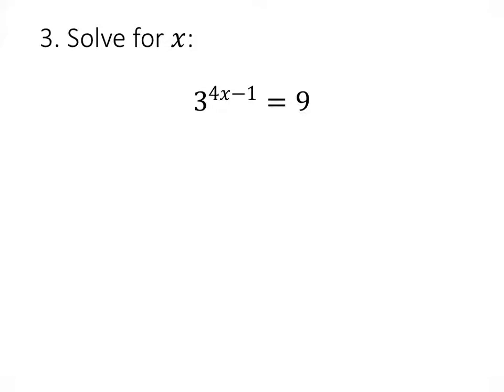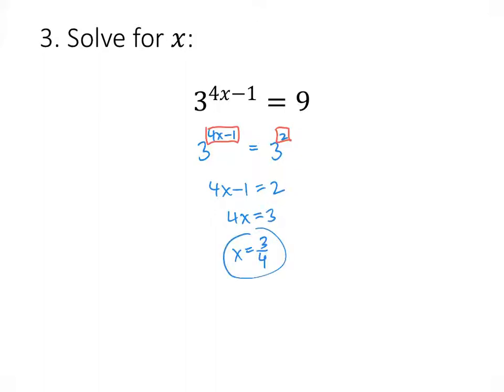Our first technique for solving exponential equations is to look for when we can make the two sides of the equation have the same base. In this case, we have 3 to the 4x minus 1, and 9 is 3 squared, and that means that these two exponents, 4x minus 1 and 2, have to be equal to each other. So 4x minus 1 must equal 2, so we add 1 to both sides, divide both sides by 4, and we get that x equals 3/4.